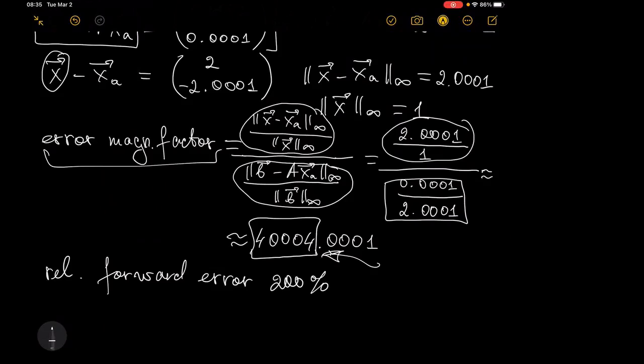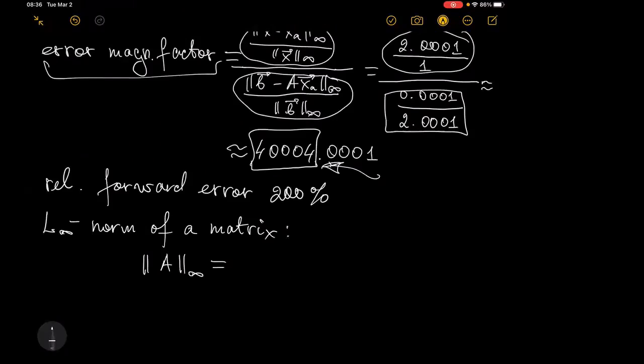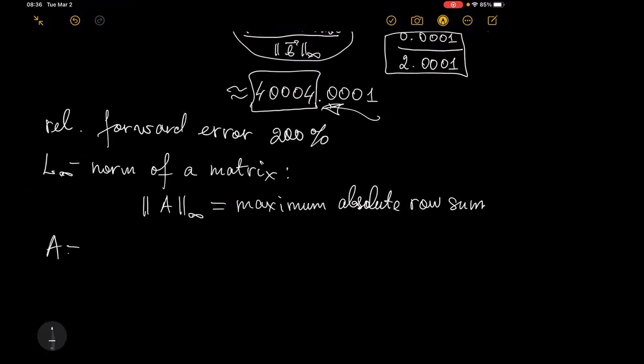So now, first of all, let me introduce the L infinity norm of a matrix. This L infinity norm of a matrix A is essentially the maximum absolute row sum. For example, this is the matrix which we considered: 1, 1, 1.